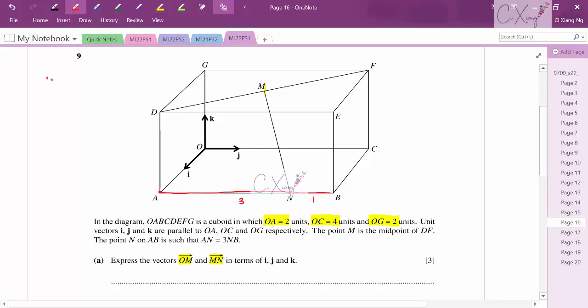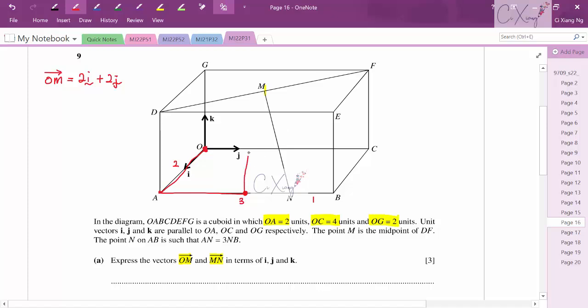All right, let's start with OM first. To find OM, there are many pathways you can take. Starting from O, there are many ways to travel to M. What I did is move from O to A first. From O to A, it is 2 units in the i direction, so I'm having 2i. After that, I move from A to the center of AB, which is in the j direction, walking 2 units. Therefore, it will be plus 2j.